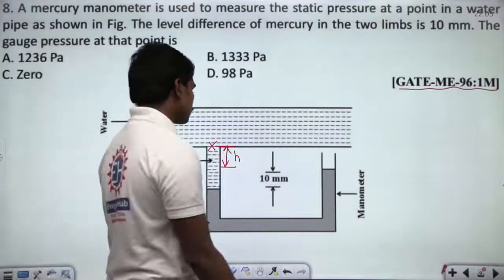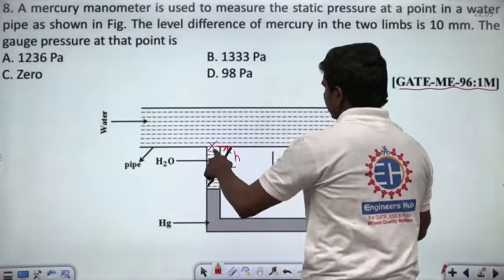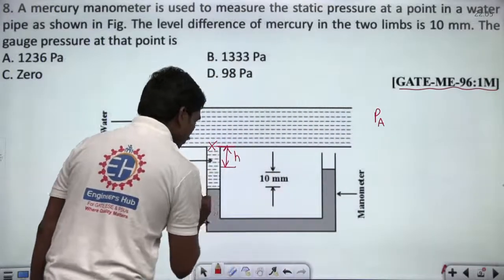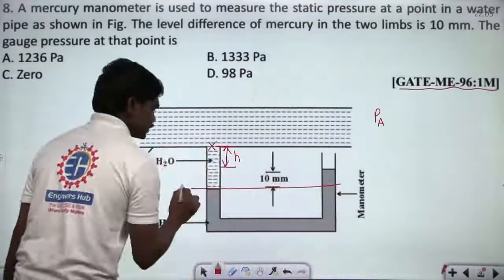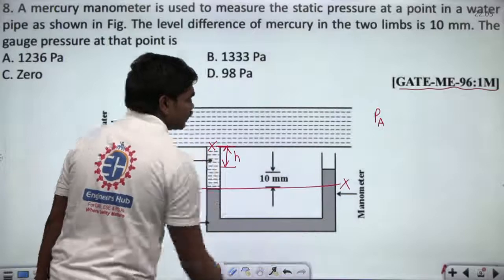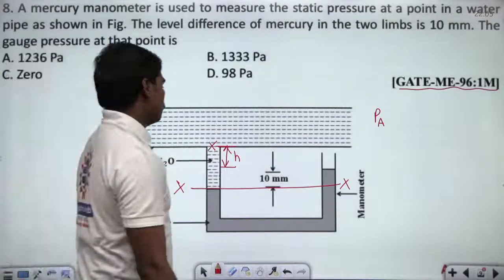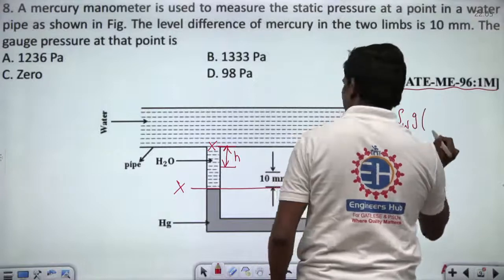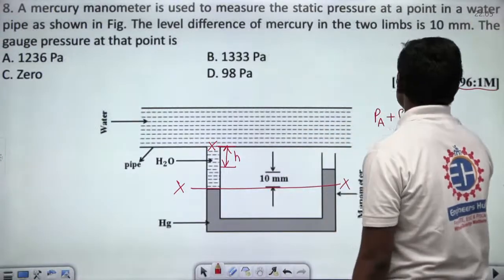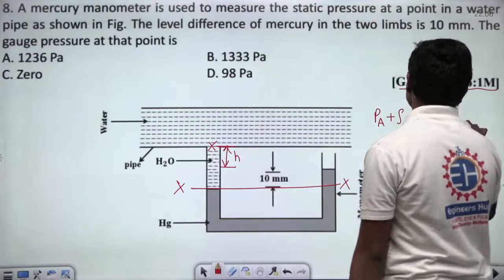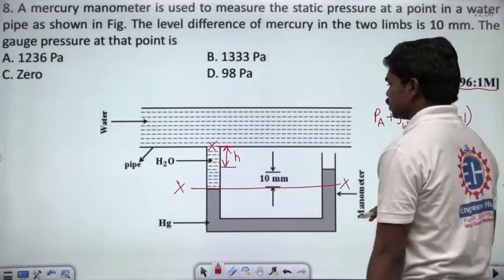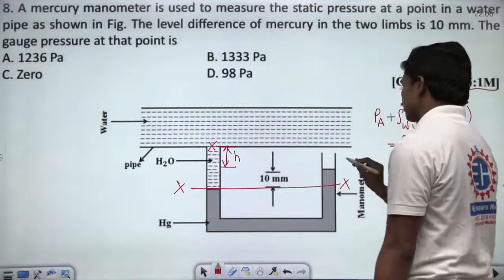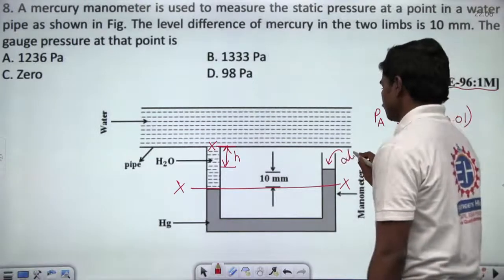So see here. The pressure at this point, PA, means if you apply your equilibrium about this section XX, so now see carefully: PA plus rho water g into H plus 10 mm. So H plus 10 mm is nothing but 0.01 meters. So this should be equal to P atmospheric local because this end of the manometer is open to atmosphere.